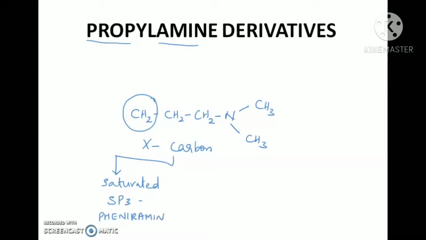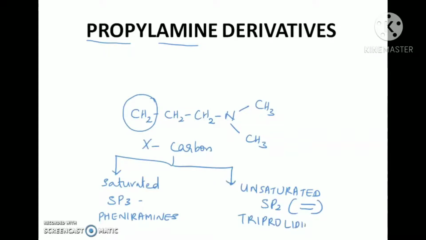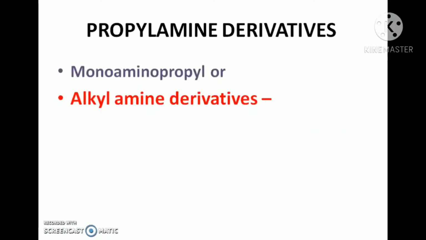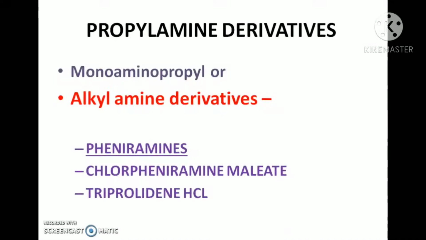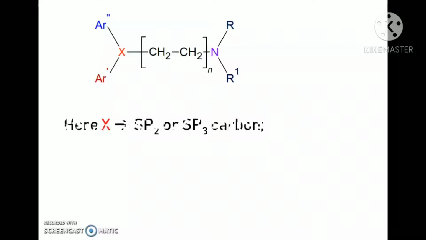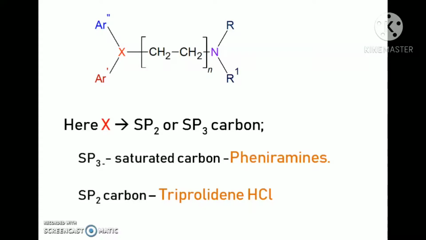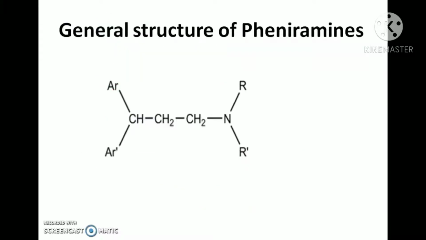If it is a saturated carbon atom, that is an sp3 carbon atom, then that class of propylamines are known as pheniramines. And if it is an unsaturated carbon atom, that is a carbon carrying a double bond, then that class of compound, an example is triprolidine. So these propylamine derivatives are also known by the name alkylamine derivatives or monoaminopropylamine derivatives. So you can see that depending upon the X, it can be either pheniramines or triprolidine.